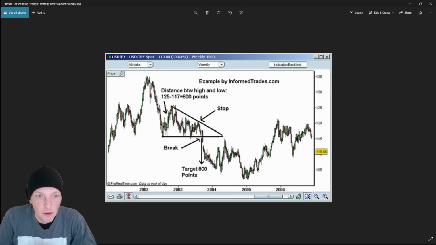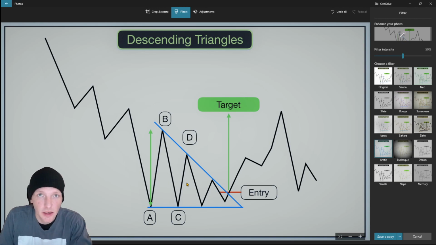And then here's another example. You have a wedge right here, it broke below it, and then when it came right back up, this right here acted as resistance from where it broke below the wedge and continued going lower. Now let's take a look at this descending triangle here. There's a couple ways that you can trade triangles. You could trade the range on it, buying and selling at support, selling at resistance, like that, just back and forth.